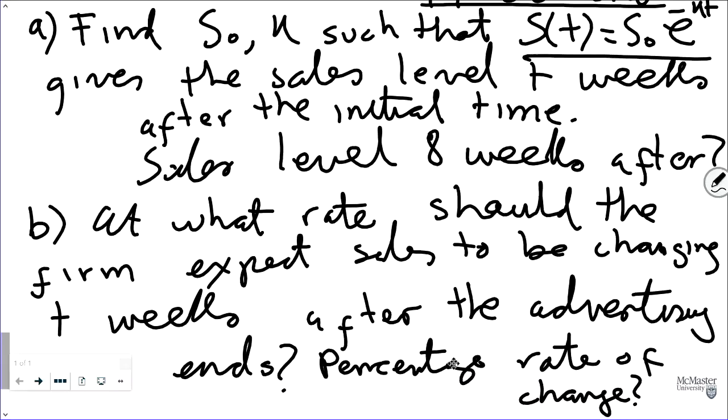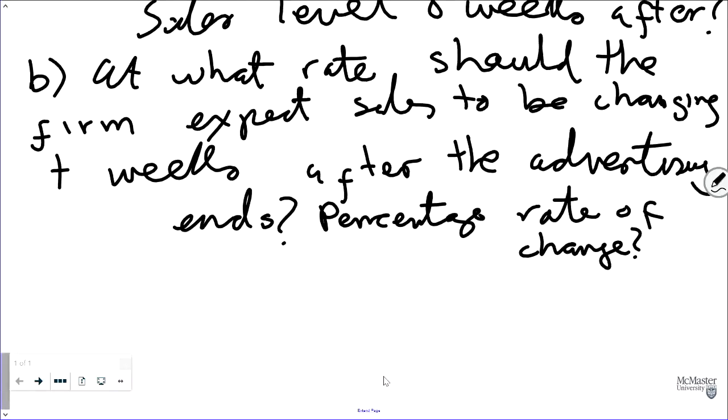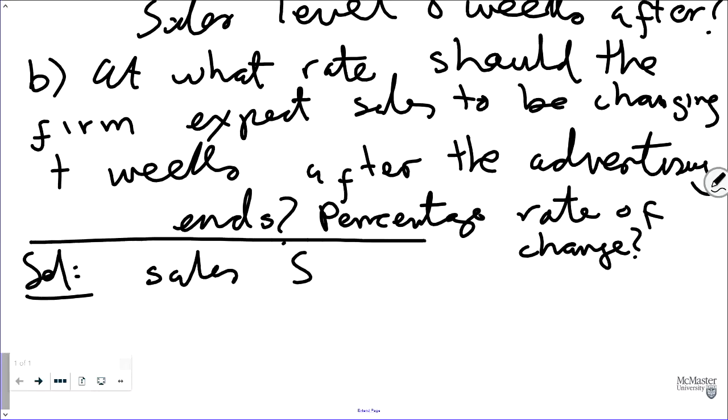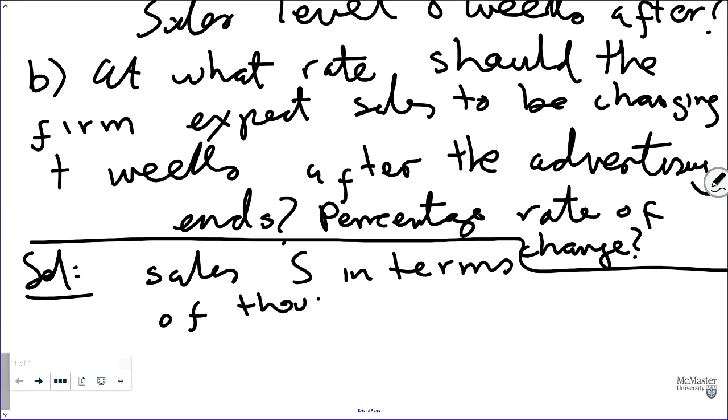So try to review the statement. The first one is basically to say that we will do an exponential fit. In terms of the actual solution of the problem, this is what we have. We have the sales, which we will denote by the quantity S, in terms of a variable, which is the time. Before that, we were going to indicate that the sales are expressed in thousands of units, just to keep it in mind.